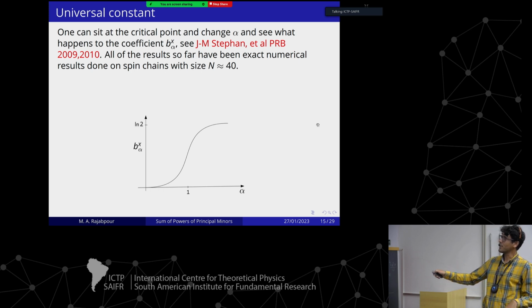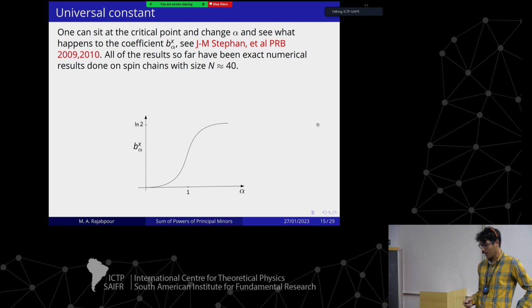Anyway, this is the picture that people think is valid numerically. For example, for alpha bigger than 1, it looks like it's log of 2. For alpha smaller than 1, it's 0. For alpha equal 1, it's a number we don't know.